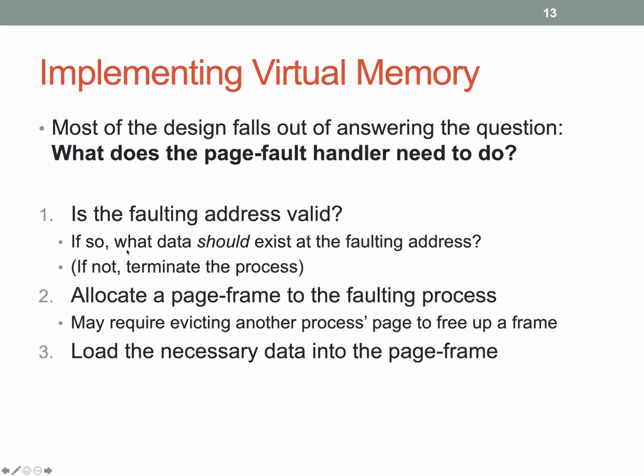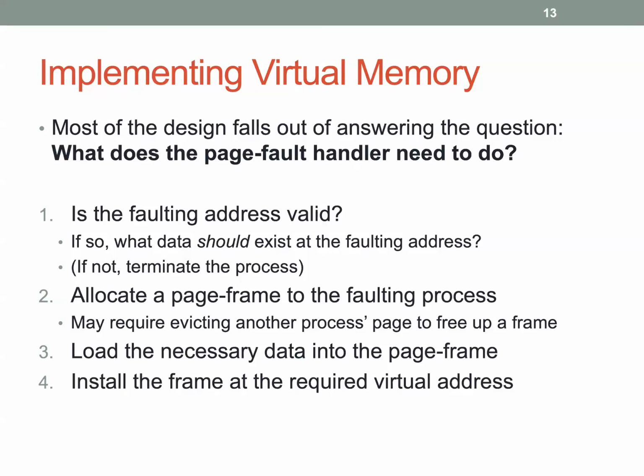Is it from a binary file? Is it from a memory map file? Is it stack? Is it read-write data? Okay, so you have to figure out, is it in swap? Do I need to pull it from swap? And then install the frame at the required virtual address. This tends to be the easier way, so don't install the frame first and then write the data to it. That's a little bit iffy. So I definitely suggest you do it in this order.